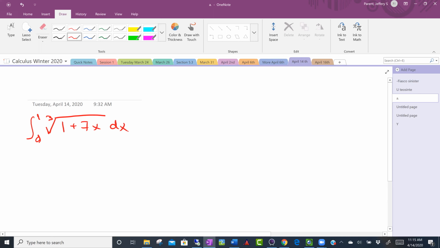dx. Now, if it was just x to the 1/3 power or something like that, we'd be able to find an antiderivative with no problem. But the radicand, that little part right underneath the radical, that's going to be kind of a pain. So we can get around that with a U-substitution. Now, the nice thing about this example is that it's going to involve switching the limits, or at least the way I do it, it switches the limits. I'm going to let U equal 1 plus 7x. du by dx would be 7.